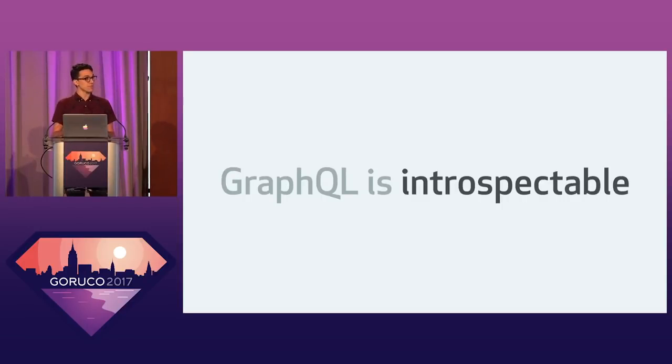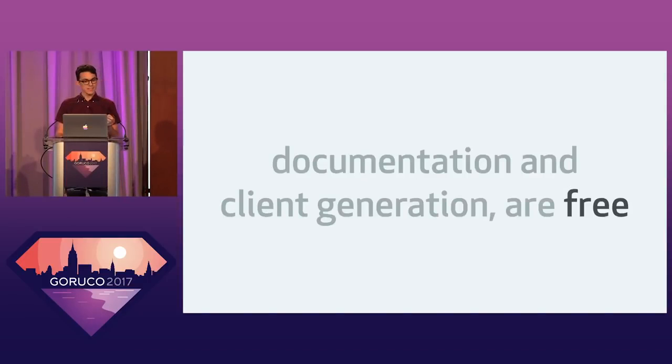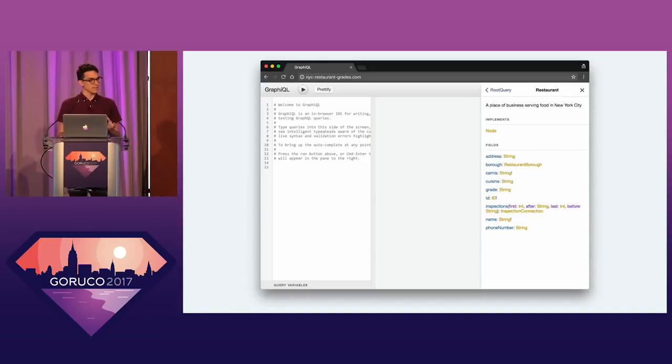Now, another important part to GraphQL is that it's introspectable, meaning that GraphQL is capable of telling you all of the different things that it's capable of returning. And that means that things like documentation and client generation come for free. Now, one tool that utilizes the power of the type system and introspection is Graphical, which, God willing, I would like to live demo. So this is the part where I ask that everyone make a silent prayer that this live demo goes well.